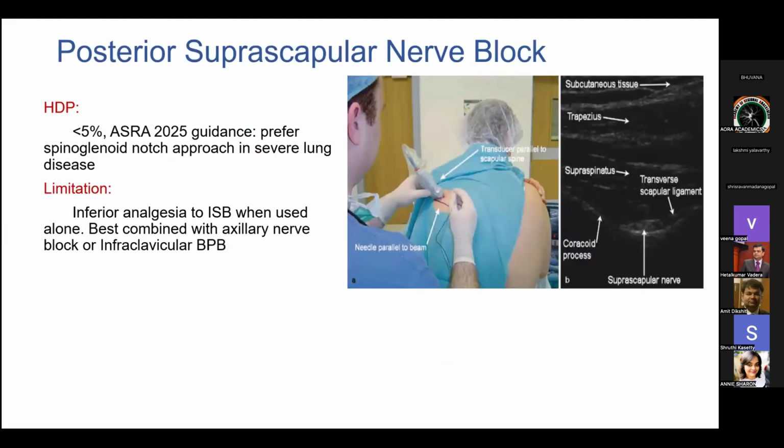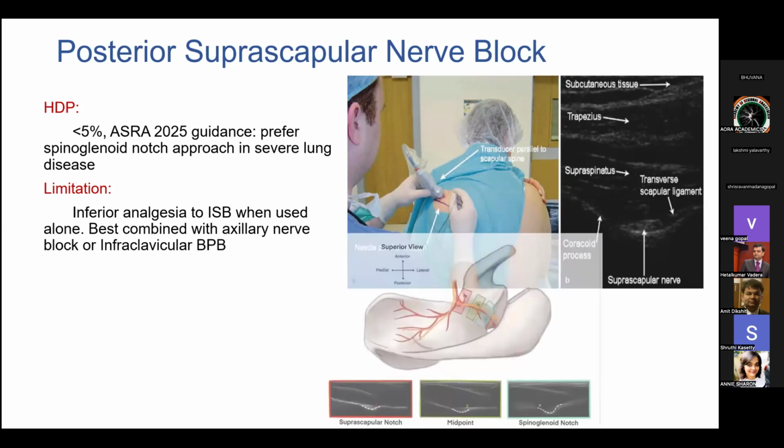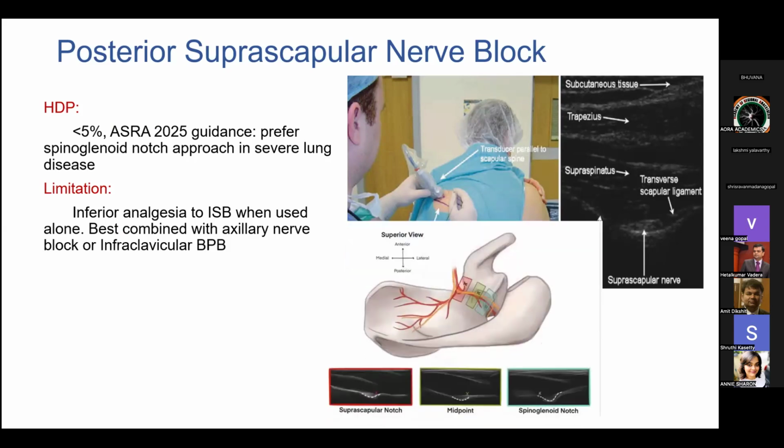The posterior approach of the suprascapular nerve block: when you inject the drug at the suprascapular notch, it carries a pneumothorax risk because the chest wall is just anterior to the location of the suprascapular notch. Based on the ASRA 2025 guidance, they prefer to block at the spinoglenoid notch in patients with severe lung disease to reduce the risk of pneumothorax while needling. Here the red box is the suprascapular notch, the blue one is the spinoglenoid notch.